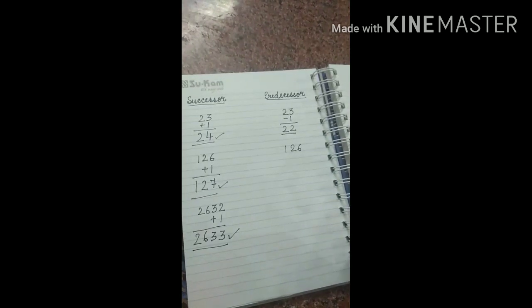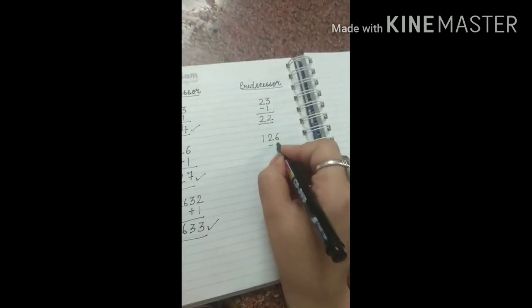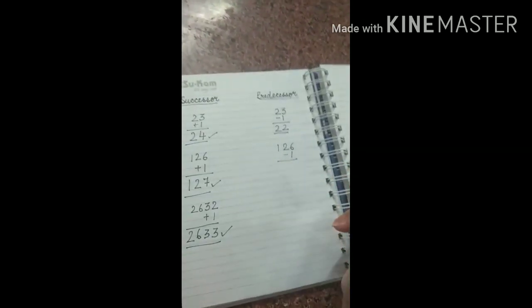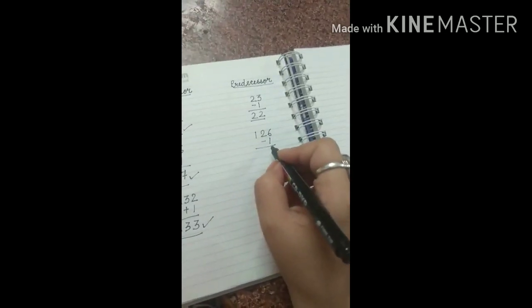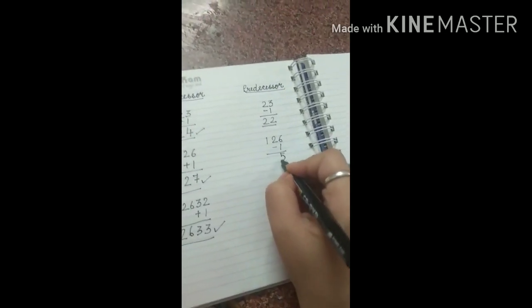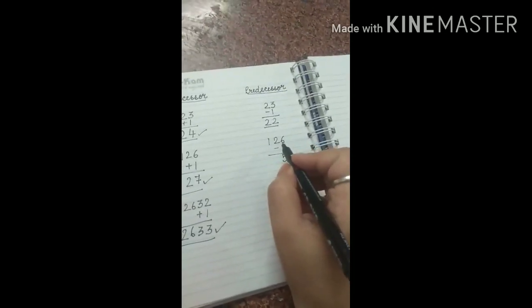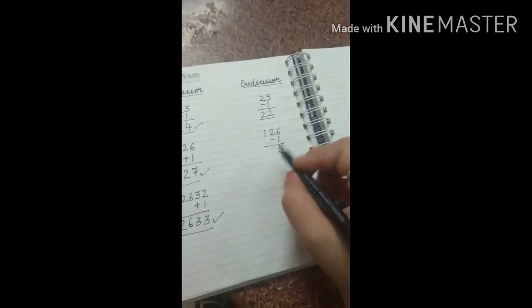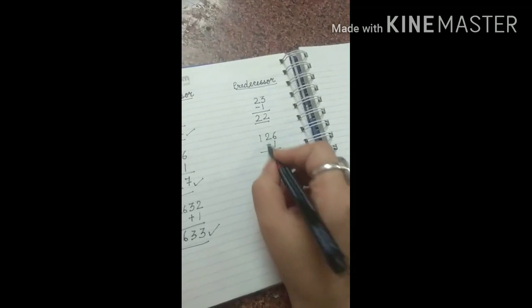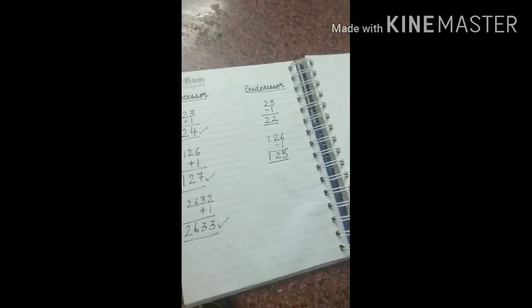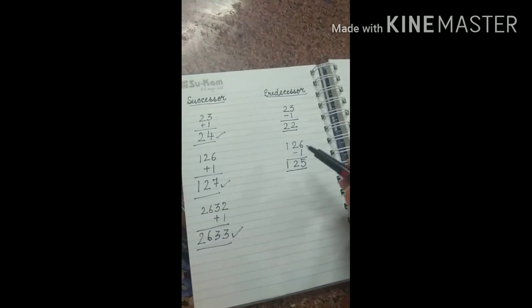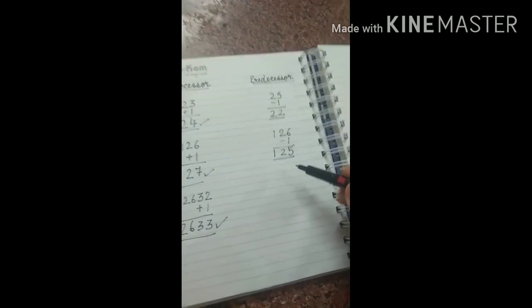Again we are taking this 126 only. Again what will we do? We are subtracting 1 from 126. So 6 minus 1 is equal to 5. From 6, if we take out 1, it becomes 5. This 2 we will simply write here, and this 1 we will write here. So the predecessor of 126 will be 125.